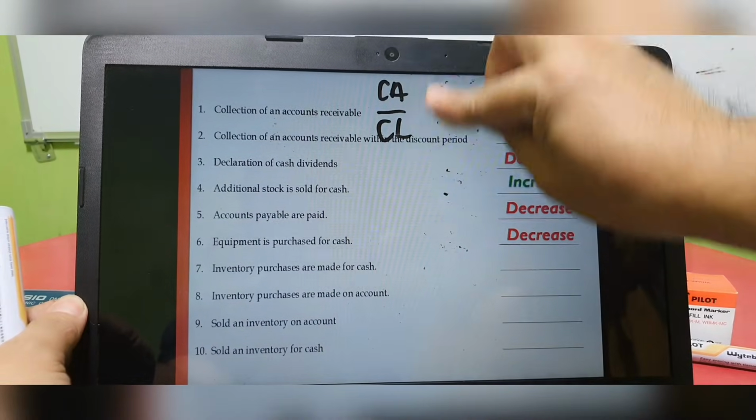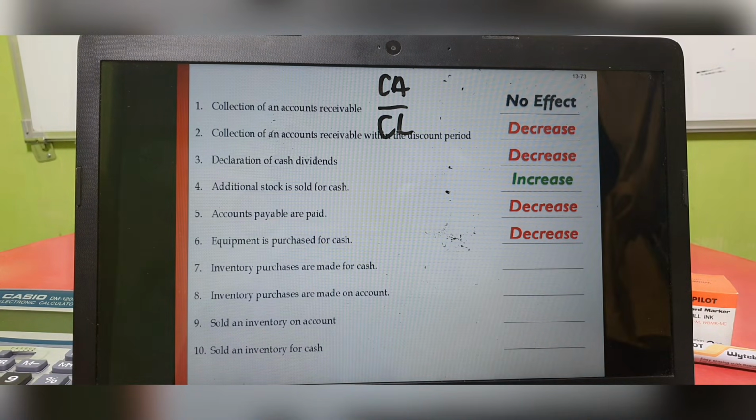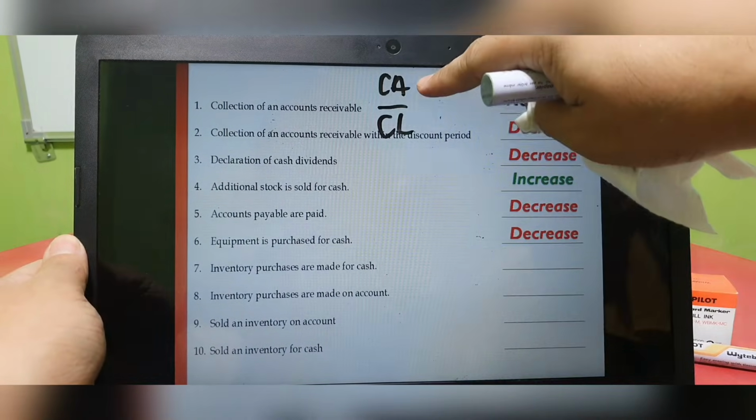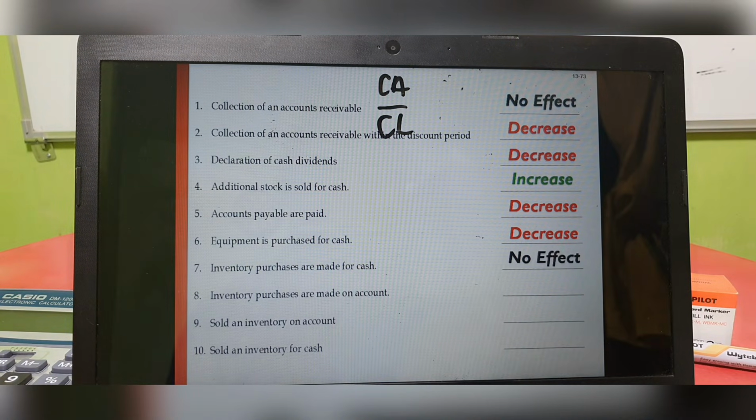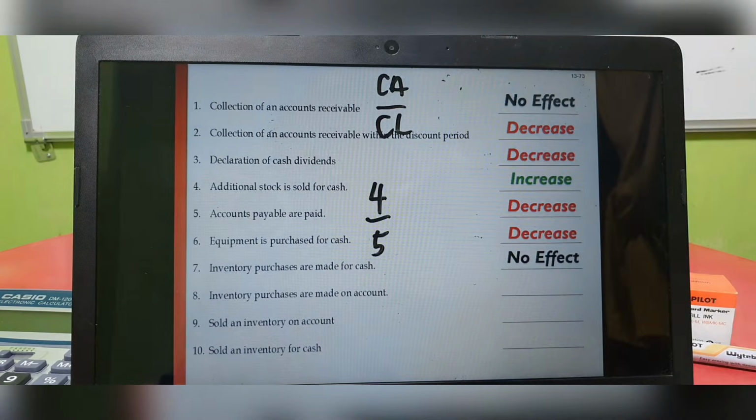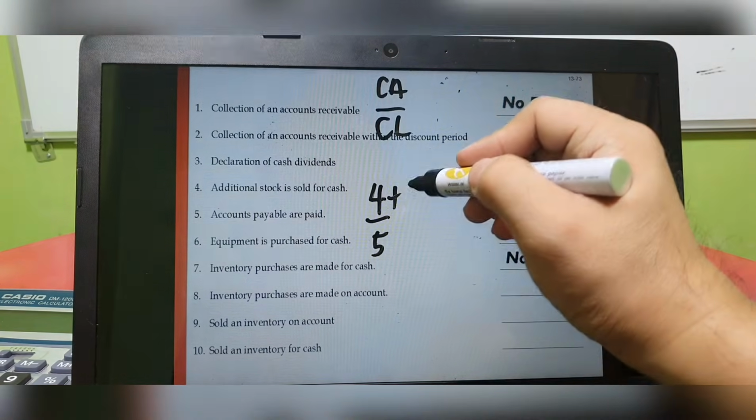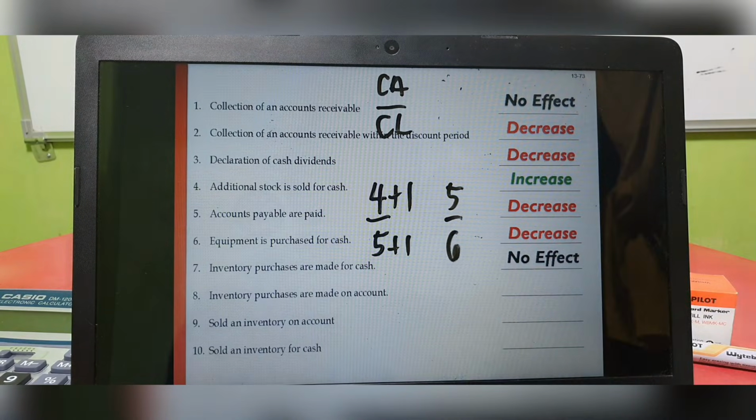So, next, inventory purchases are made for cash. So, tumaas ang inventory, bumaba ang cash. Nasaan yung dalawa na yon? Nasa numerator natin pareho. Kaya naman, the answer is no effect pa rin. Inventory purchases are made on account. So, let's check. So, 4 over 5 yung ating inassume na figures. Bumili ng inventory, plus 1. On account, plus 1. Naging 5 over 6. 4 over 5 is 0.8. 5 over 6 is 0.83. So, therefore, ang current ratio natin ay tumaas.